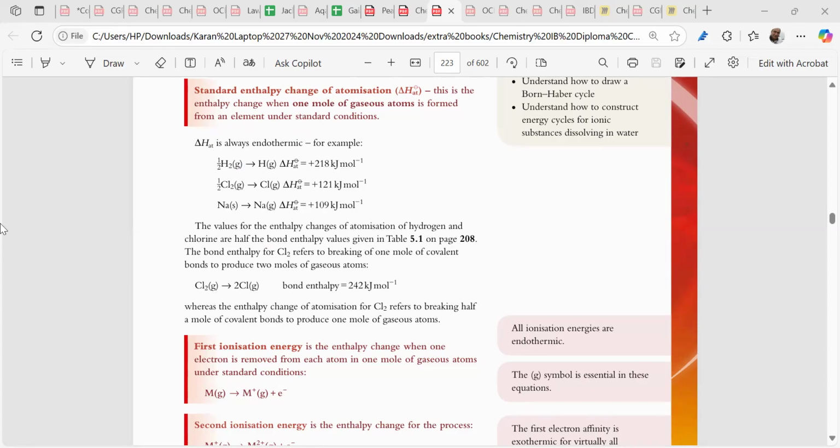I told you a trick earlier also: whenever we are taking 1 mole of the gaseous atoms, we are fixing 1 mole. Suppose I'm writing the standard enthalpy of atomization for chlorine. 1 mole of chlorine atoms is formed from its elements. We cannot change 1 mole. This is very important. 1 mole of the gaseous atoms of chlorine is formed from its elements.